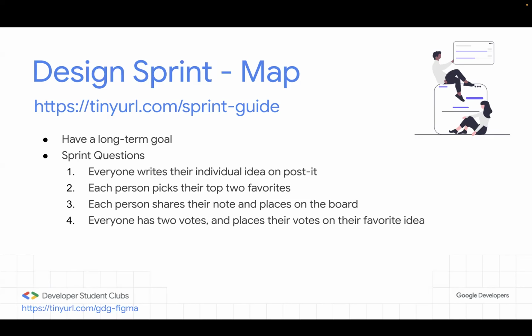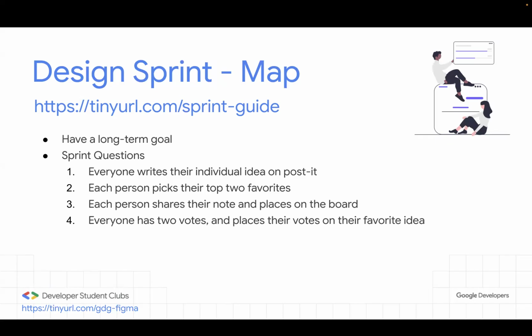So to start on this, have everyone write some sprint questions. Everyone writes their own individual idea on a post-it note, and you put these post-it notes on the virtual whiteboard, like I mentioned before. Each person will pick their top 2 favorites, and they share these notes on the board.